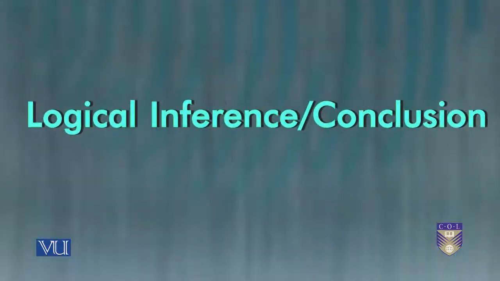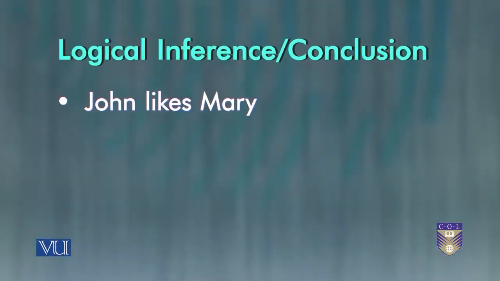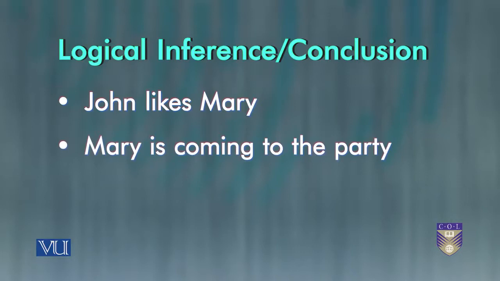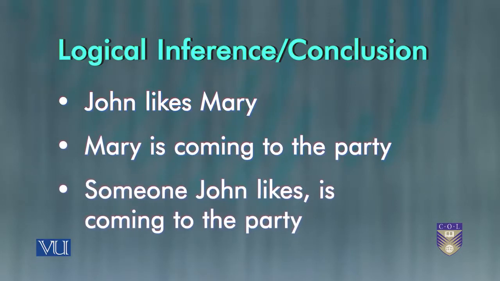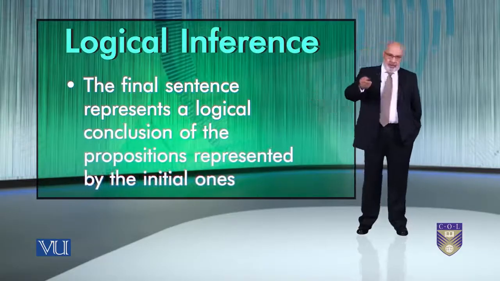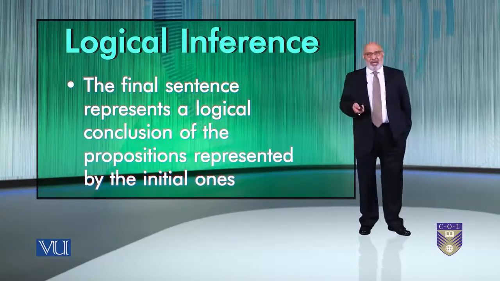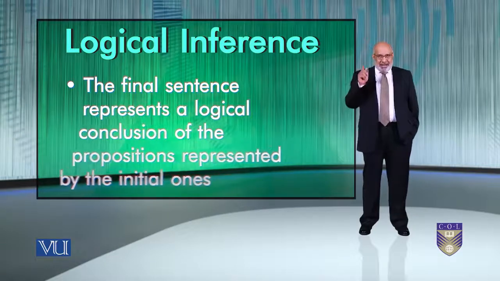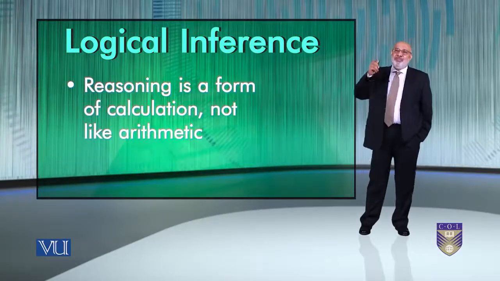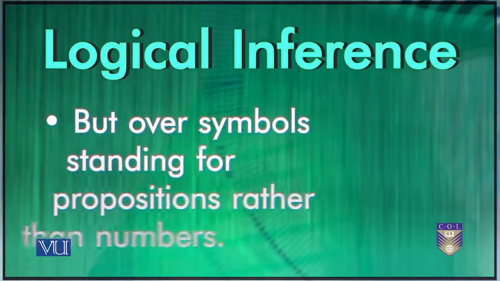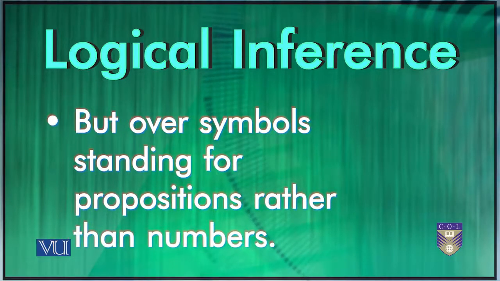So what is logical inference or conclusion? Let's start with the sentence, John likes Mary, and another sentence, Mary is coming to the party. After a certain amount of manipulation, you can produce the sentence that someone that John likes is coming to the party. This is a form of reasoning. It's called logical inference, because the final sentence represents a logical conclusion of the propositions represented by the initial ones. Another interesting thing: reasoning is a form of calculation, but not like arithmetic. It is reasoning over symbols that stand for propositions rather than numbers.